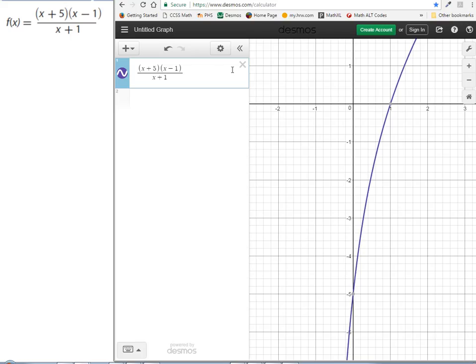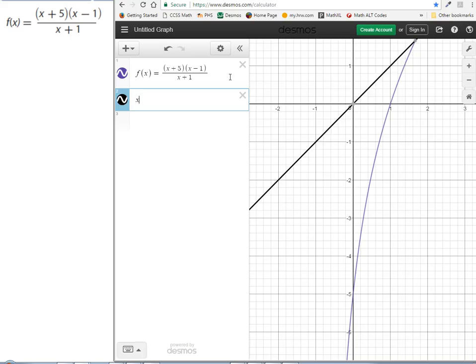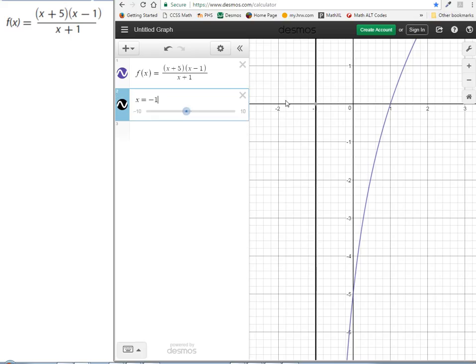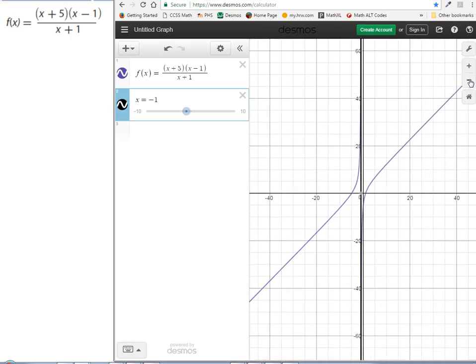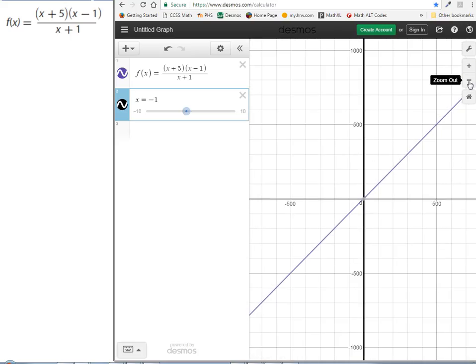Let's graph the function. I'm going to make this f of x. Okay, let's do 2 things. Let's graph the vertical line x equals negative 1. There we go. Okay, so if I graph that function, look what happens. If I zoom out, watch what happens here. The black line ends up being the vertical asymptote, doesn't it? Everybody see that?